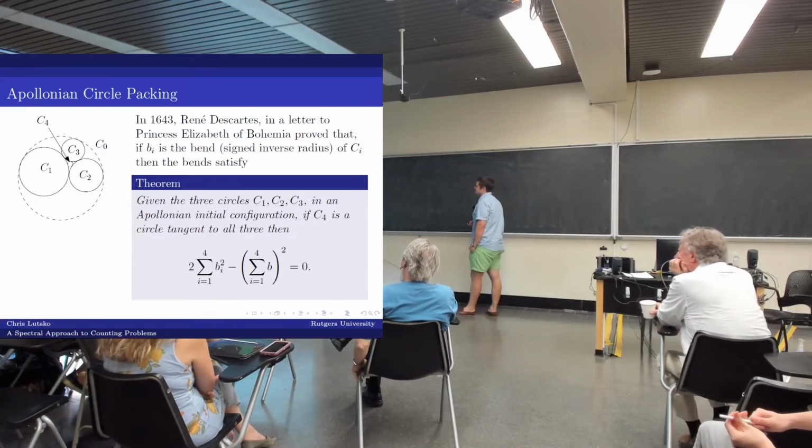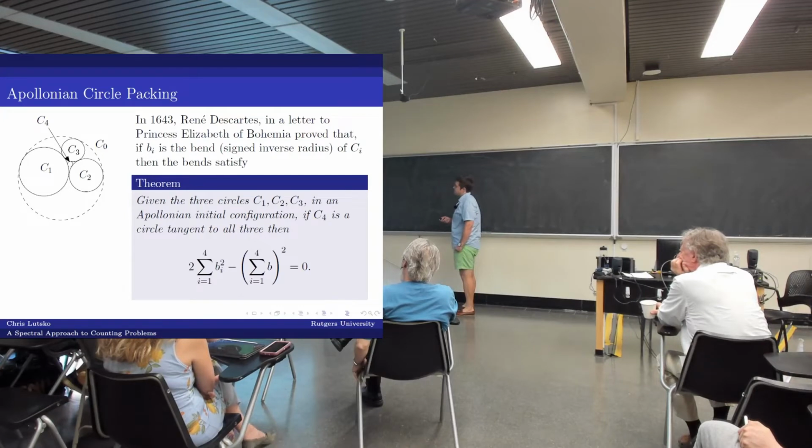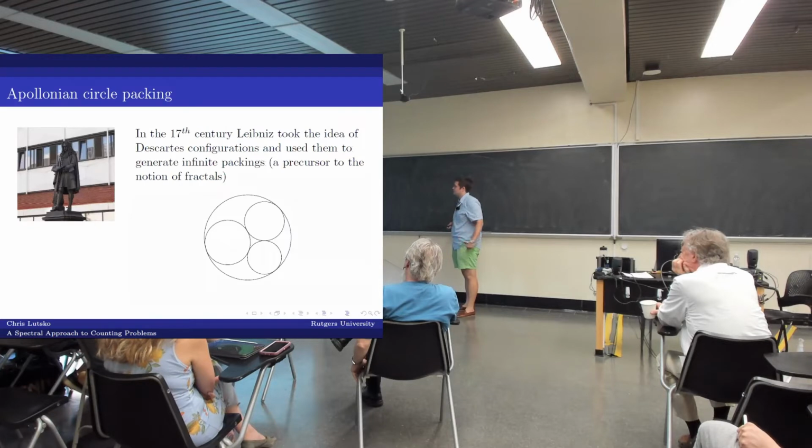So now we jump forward a little bit. And Leibniz takes the same idea for the partial configurations. And he plays around with the idea of continuing this process. So here I have 4 circles in a Descartes configuration.